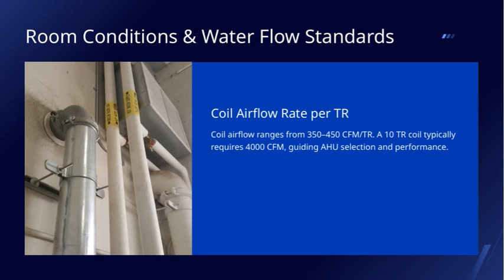Let's talk about coil airflow ranges. Typically, they fall between 350 and 450 CFM per ton. For example, a 10-ton coil usually needs around 4,000 CFM of airflow. This is a key factor in guiding our selection of air handling units and ensuring they perform efficiently.